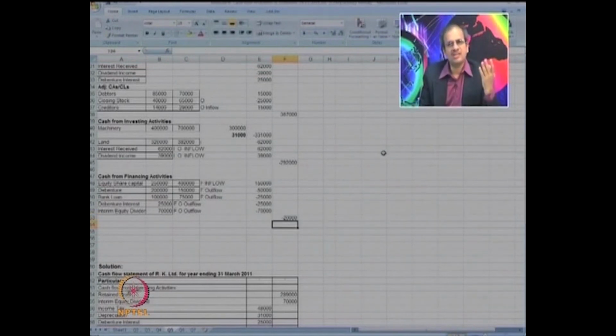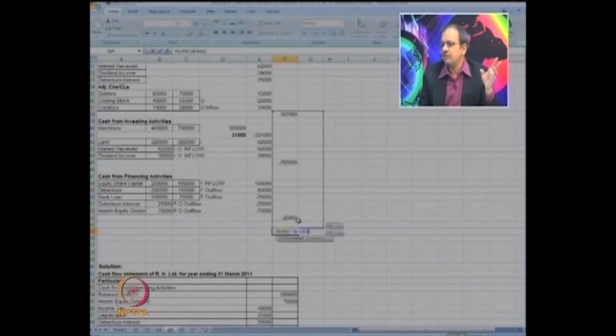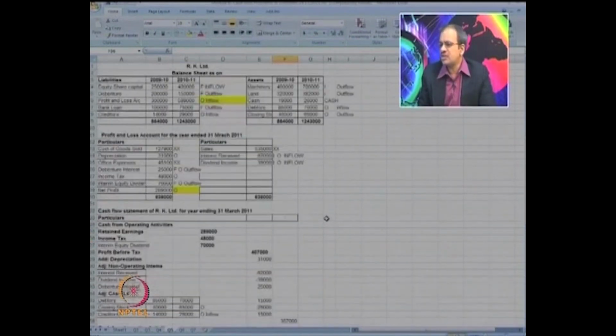So now we have all the 3 totals in front of you. You have got total of operating items, which is 267, then total of investing, which is minus 292, and total of financing, which is minus 20. Now if we take the sum of all these items, we will come to know the total money which the firm has raised, which is 55,000. We have to cross check it with the cash.